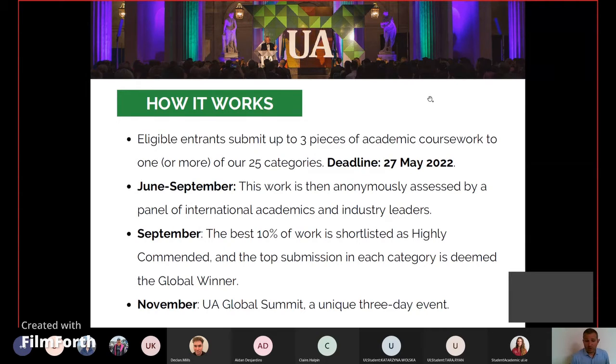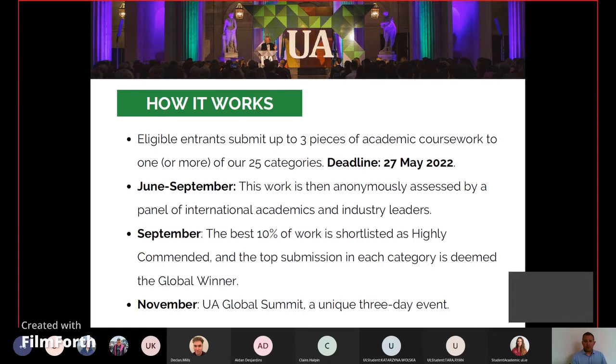So just a little bit on how it works, because some of you might have heard of us already. You can submit up to 3 pieces of academic coursework, depending on what your bachelor's is, in 25 different categories. There's every subject under the sun within the 25 categories. So if you're doing human geography, education, philosophy, economics, it's all there, and you can find a topic that you're able to submit to. The deadline for this year is the 27th of May.